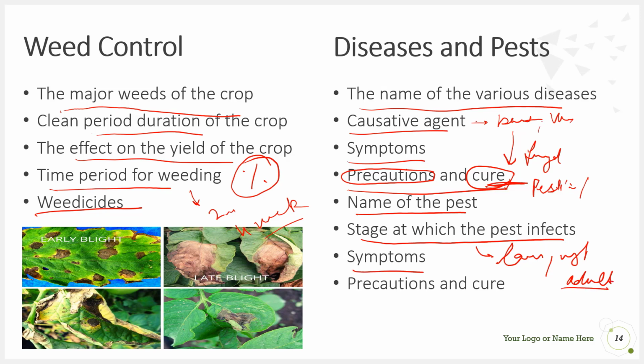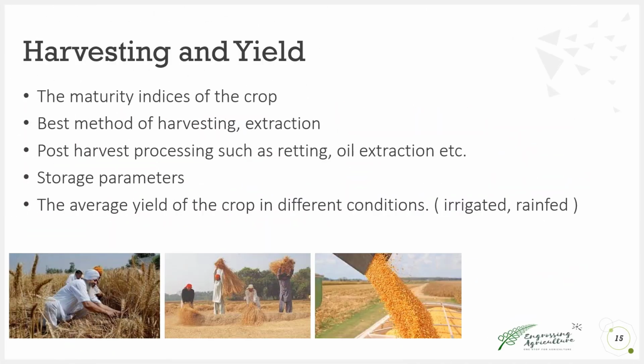Symptoms. In symptoms we must know where the plant is getting affected, such as if it is a stem borer, it will affect the stem. A leaf sucker will affect the leaf. We must know the precautions and the cure. Last but not the least is the harvesting and yield.